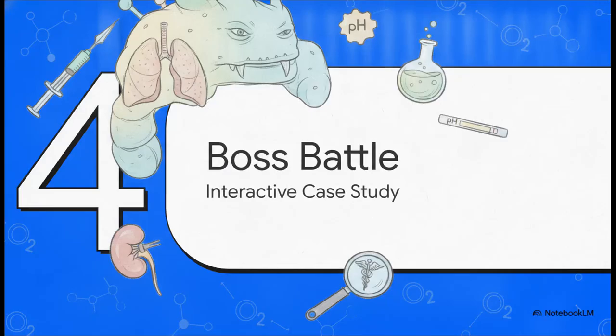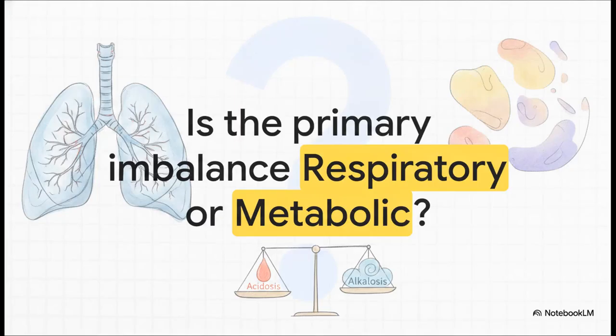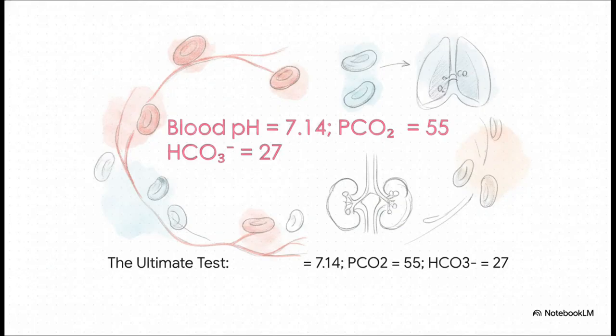All right, it's time for the Boss Battle, our interactive acid-base case study. Let's put this into practice. We're going to look at a set of lab values. Our goal here is to determine if the primary culprit of the imbalance is respiratory in nature or metabolic in nature, and whether it's acidosis or alkalosis. Get ready to analyze. Here is the ultimate test.